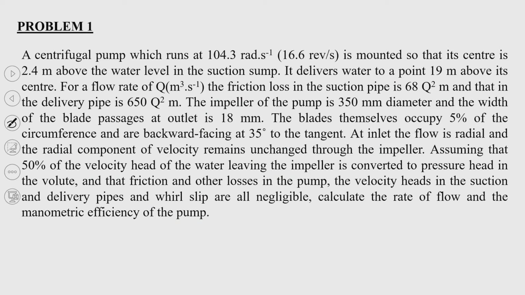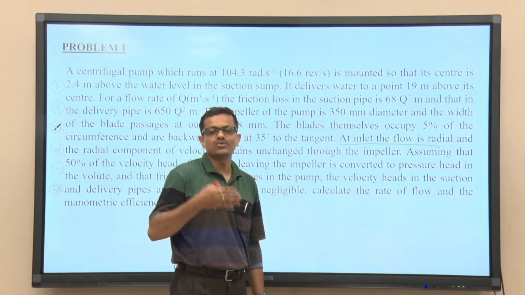We will draw the velocity diagram, because we have to draw the velocity triangles to solve the problem. At the inlet, flow is radial, that is also given. So, basically no swirl at the inlet. So, this line is giving a clue that there is no swirl at the inlet, and the radial component of velocity remains unchanged through the impeller. So, basically it is also giving a clue that CR1 equals CR2.